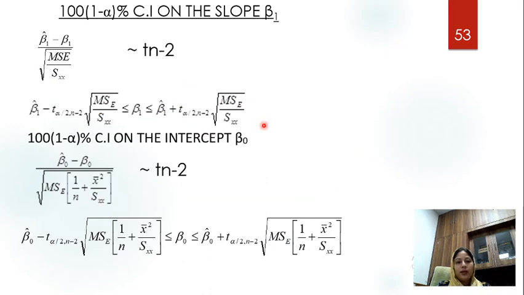Now the 100(1 minus alpha) percent confidence interval on the slope beta 1. So beta 1 hat minus beta 1 divided by the square root of MSE by Sxx follows a t distribution with N minus 2 degrees of freedom. So you have your lower fiducial limit as beta 1 hat minus t alpha by 2, N minus 2, under root of MSE by Sxx, and the upper fiducial limit is beta 1 hat plus t alpha by 2, N minus 2, under root of MSE by Sxx.